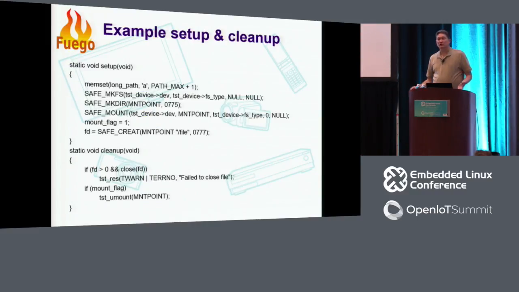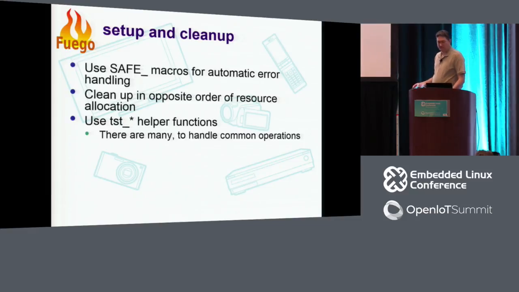If you actually go look at the code for the UMount, it's fairly simple, and I'm not going to show you the code that does the real testing, just some of the stuff surrounding it to give you a flavor of what it's like to write a test. We have these safe macros that help you do some of your setup in a controlled fashion, and if something goes wrong, LTP will help you back stuff out and clean up automatically. You write a setup function and a cleanup function, and you try to make these mirror images of each other. You clean up in opposite order of resource allocation, fairly standard practice.